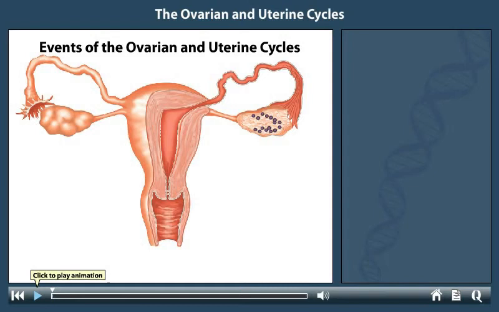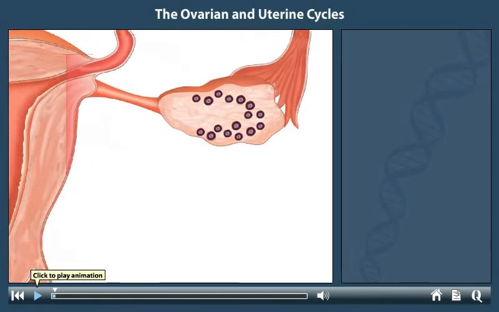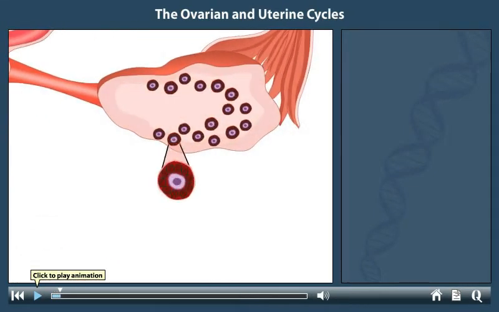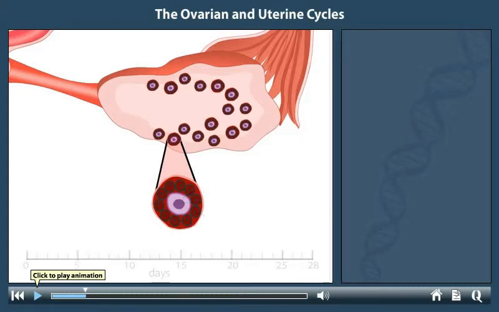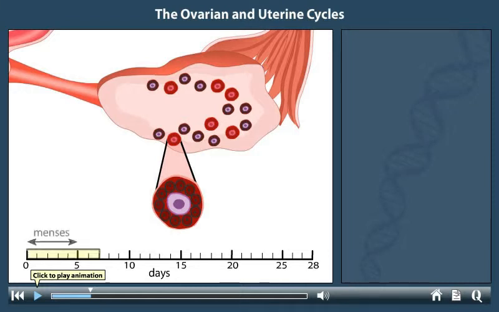At sexual maturity, each of a woman's ovaries contains about 200,000 immature eggs called primary oocytes. A primary oocyte is diploid and is arrested in prophase 1 of meiosis. A layer of follicle cells surrounds each primary oocyte. Together, an oocyte and its follicle cells make up a follicle. An ovarian cycle lasts about 28 days, beginning at the first day of menstruation or menses.